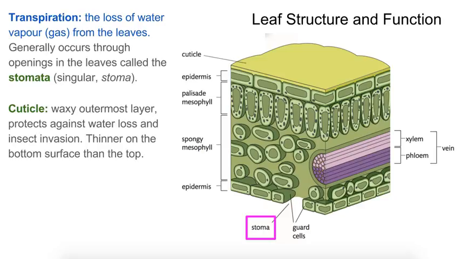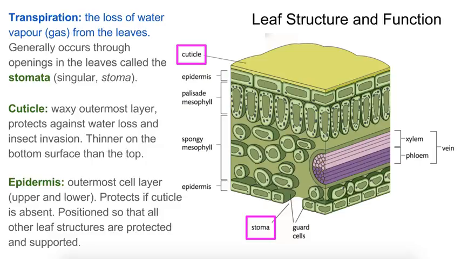First of all, we have the cuticle on the upper side here. We can see it's a waxy outermost layer. It protects the plant against water loss and also the invasion of different insects and pests. It's thinner on the bottom surface than the top, because the top is the one facing the sun, the hottest area of the plant.